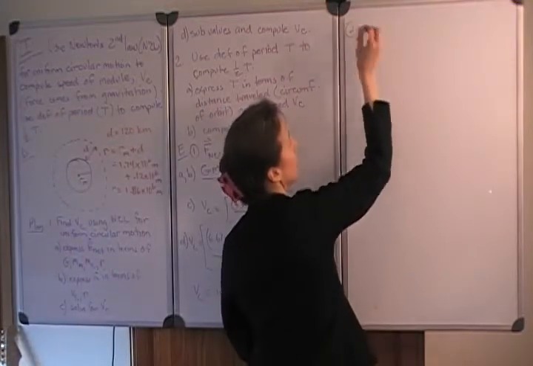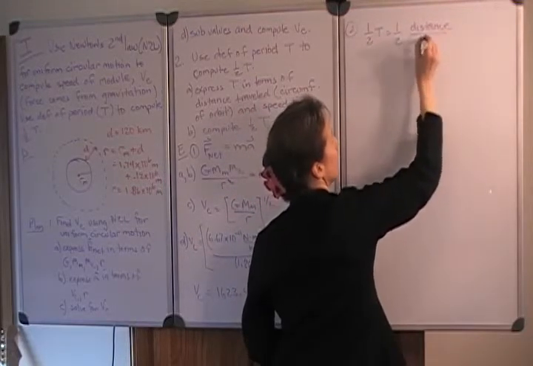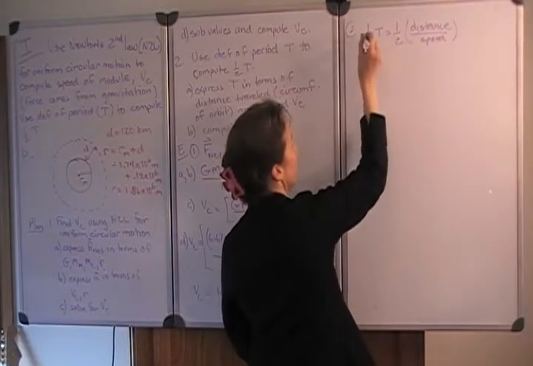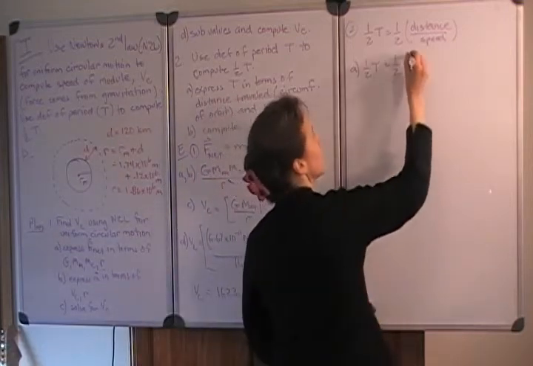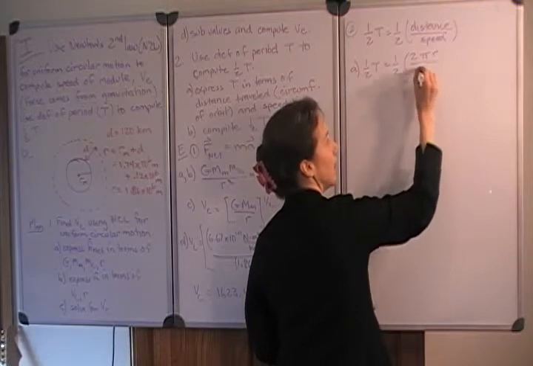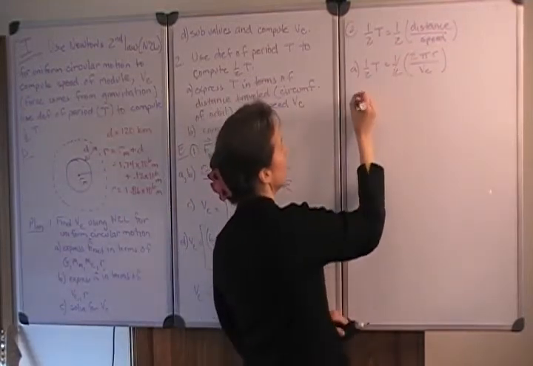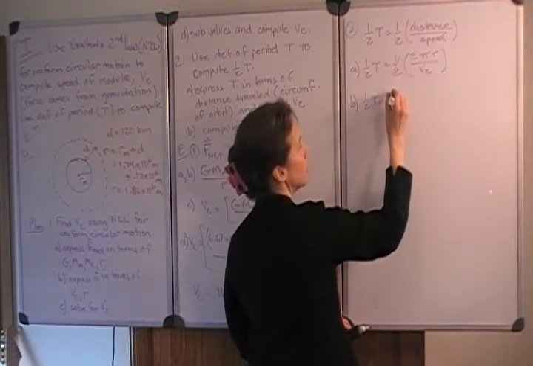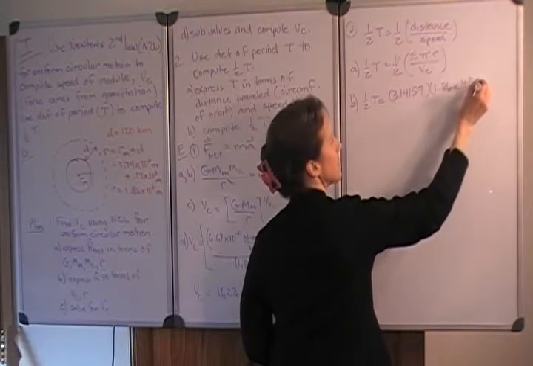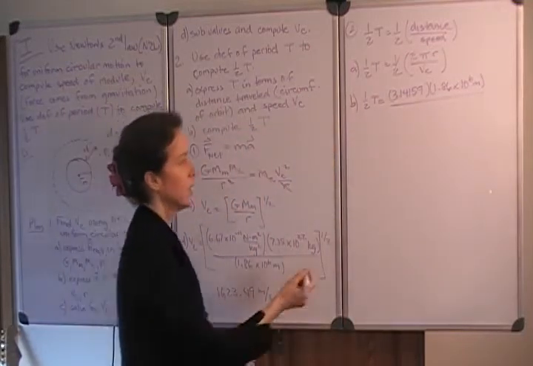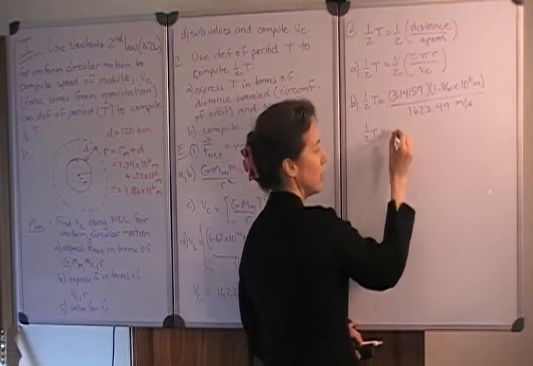Now we're ready for the definition of the period. So half of the period is going to be half of the distance over the speed. So what was that for this problem? The distance is the circumference of the orbit. So that's 2 times pi times the radius of the orbit, divided by the speed that we just computed. And we see that this 2 and the 1 half cancel, and then we can substitute values. Half the period then is going to be equal to 3.14159 times the radius, 1.86 times 10 to the 6th meters, divided by the speed that we computed here, 1623.49 meters per second.